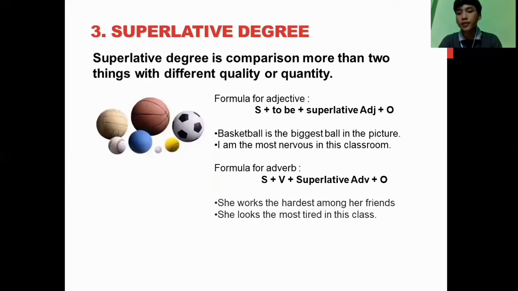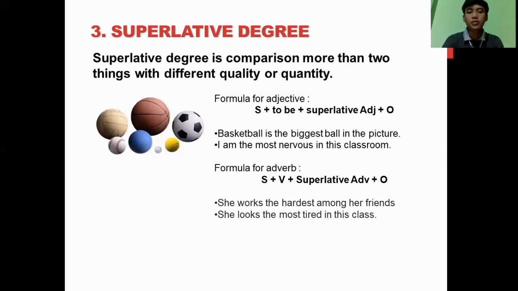Next is superlative degree. Superlative degree is for more than two things with different quality or quantity. So the formula is subject plus to be plus superlative adjective plus object. So you can see the picture. There are many balls, so you can express it with that formula.